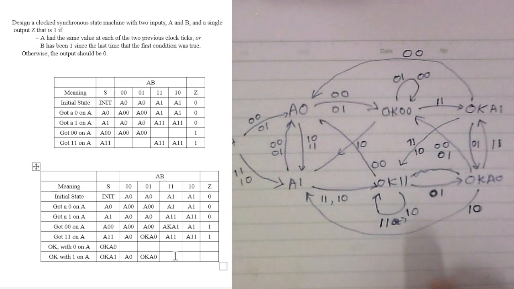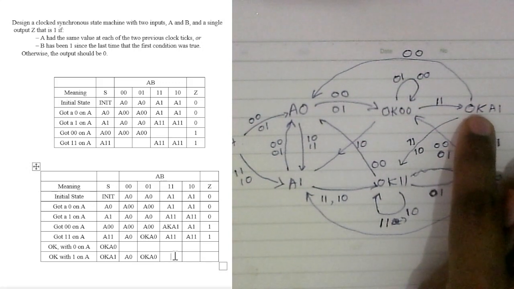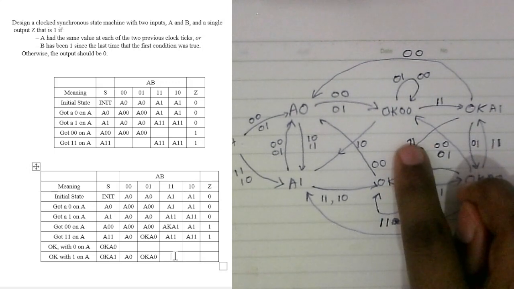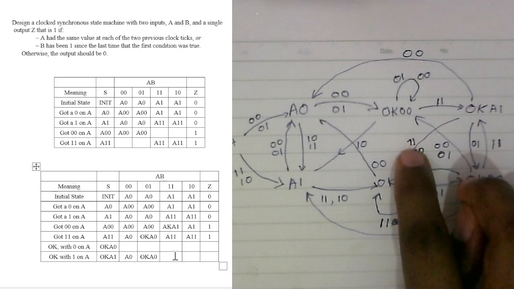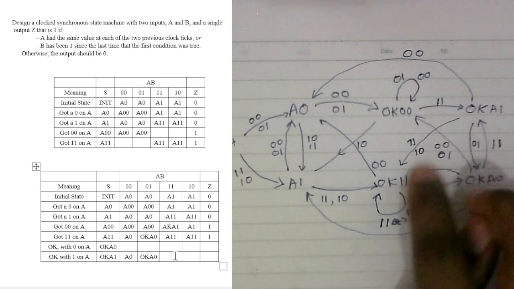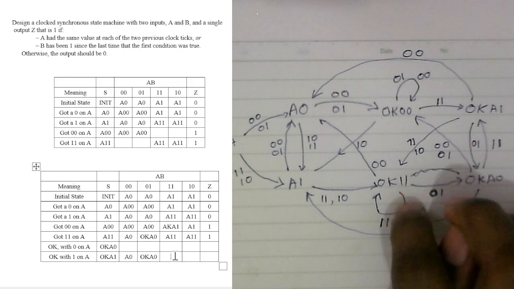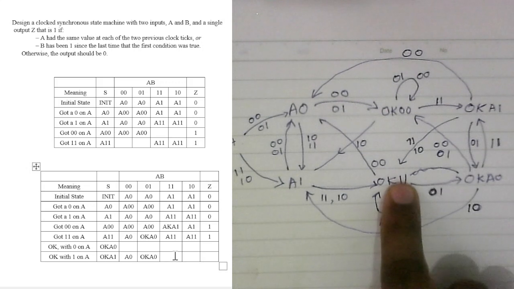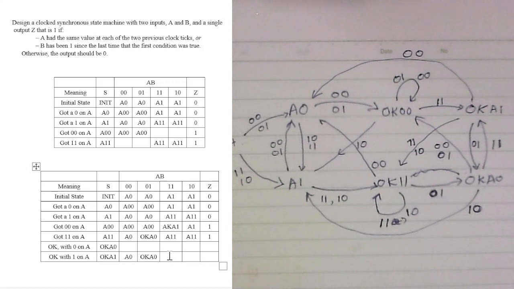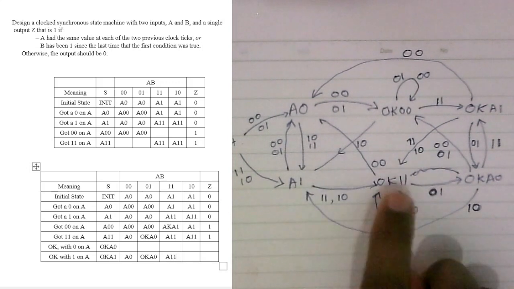How about 1 1? If I'm here, I get 1 1, right? Probably I can go back here because now my first condition is met already. I don't need to stay here based on the second condition. I can go back to stay in the OK 1 1 or A11 state based on my first rule, because I already have two consecutive ones in a row. So I'm staying here as the A11 state.